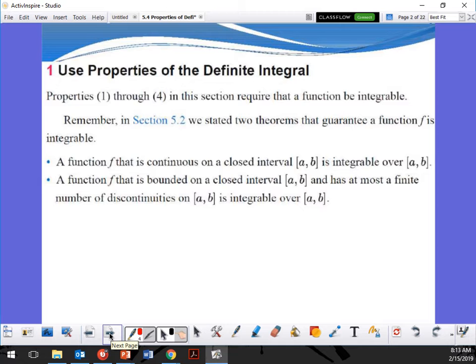Properties 1 through 4 in this section require that a function be integrable. That means you have to be able to take the integral of that function. Okay? Yes, it has to exist. Continuous. So if function f is continuous on a closed interval, it is integrable over a to b. Or if function f is bounded on a closed interval and has at most a finite number of discontinuities from a to b, it is integrable.